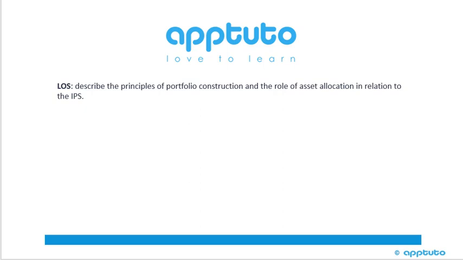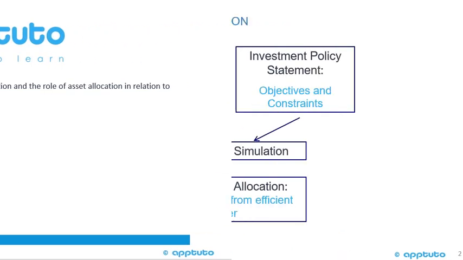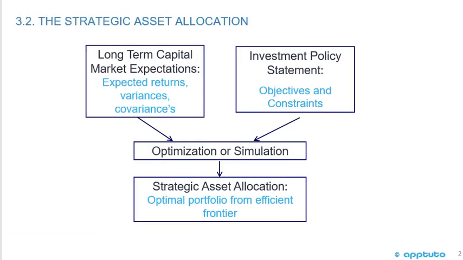This LOS is: describe the principles of portfolio construction and the role of asset allocation in relation to the IPS, the investment policy statement. The strategic asset allocation. So recall the steps leading towards the strategic asset allocation.